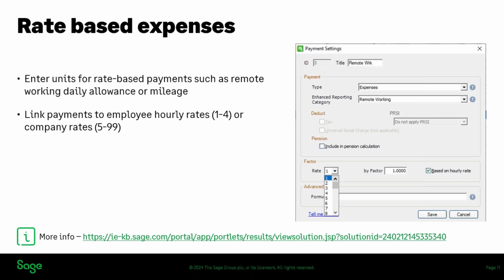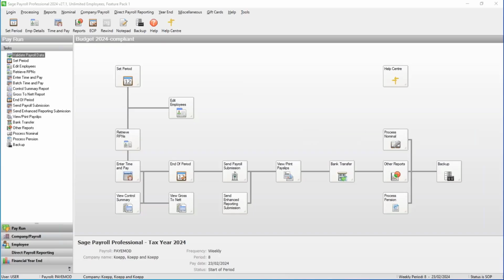Now, when you set up the payment, you'll need to choose which rate that is linked to. So rates 1 to 4 can be set up in the employee records, or if there's no rate set up there, you can set a default rate at company level. And we have rates 5 to 99, which can be used as company rates, which apply across the board. So they can't be amended per individual employee. So what I'm going to do is set up a few of these just to show you how they work. So just bringing these slides down.